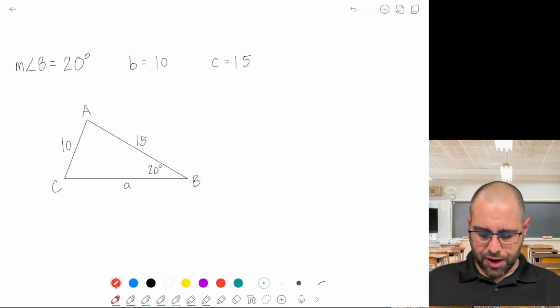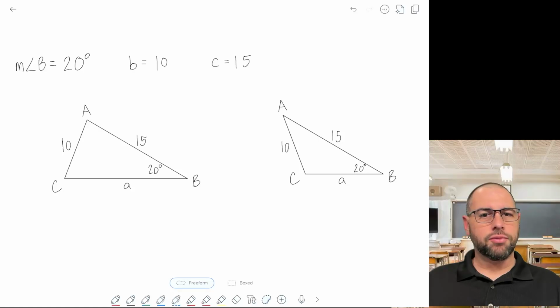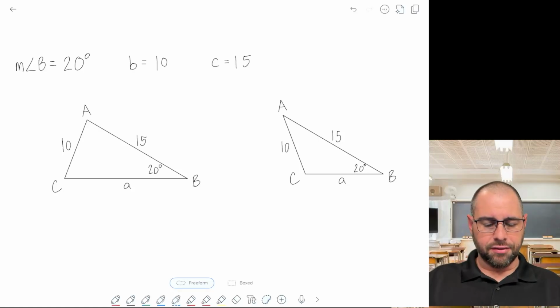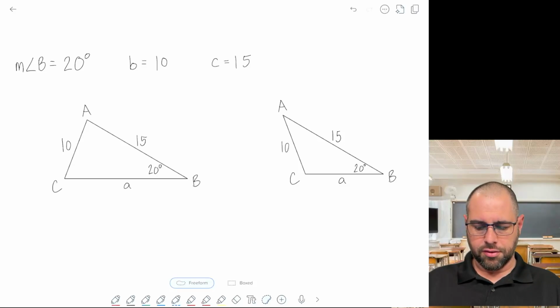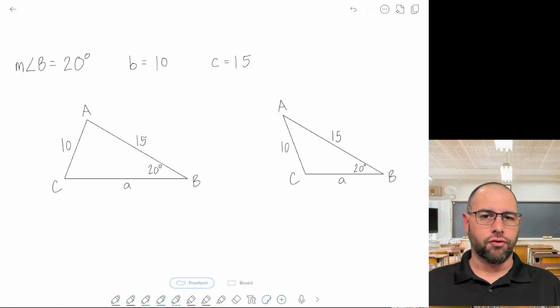But I could do an entirely different triangle. And it's an obtuse triangle. And it still has the same exact information that we were given. Angle B is 20 degrees. The side opposite angle B, side B, is 10 units. And then side C is 15 units. So these follow the same instructions that we were given, but they're two entirely different triangles.